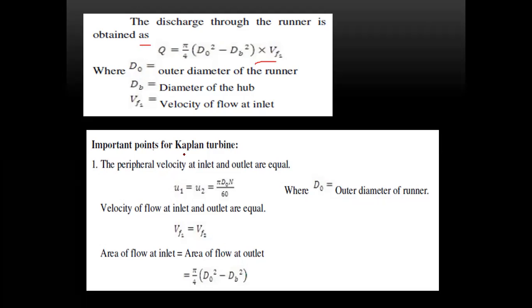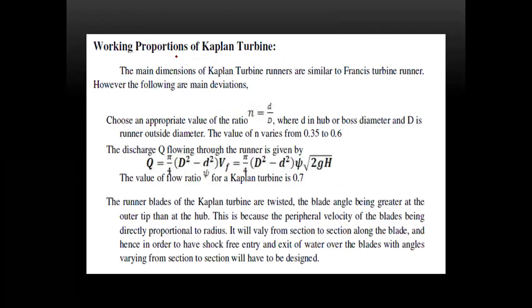Then what are the important points of the Kaplan turbine? The important points are u1 is equal to u2, that is equal to pi D N by 60, where D naught is the outer diameter of the runner. Velocity of the flow at the inlet and outlet are equal, therefore Vf1 is equal to Vf2. Then the area at the inlet is equal to the area at the outlet, therefore pi by 4 into D naught square minus Db square. Next, working proportions of the Kaplan turbine.